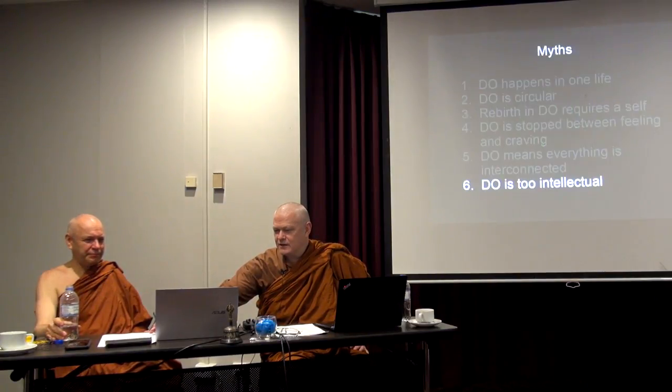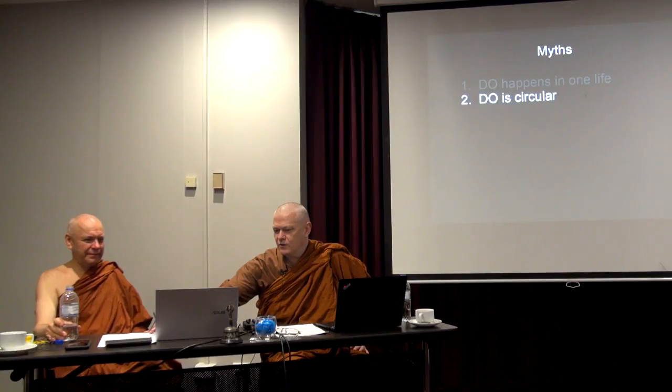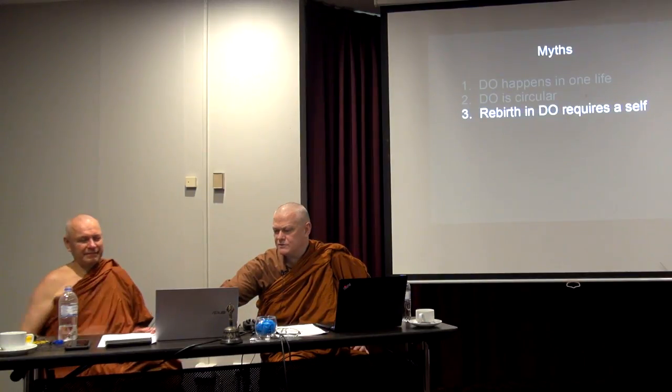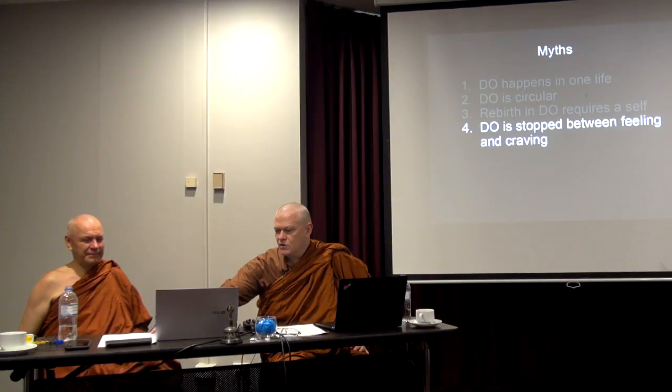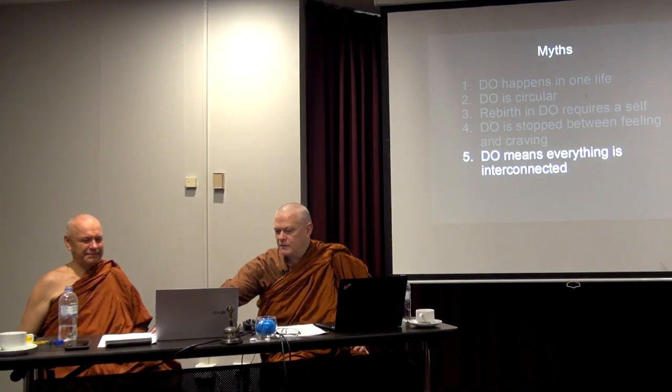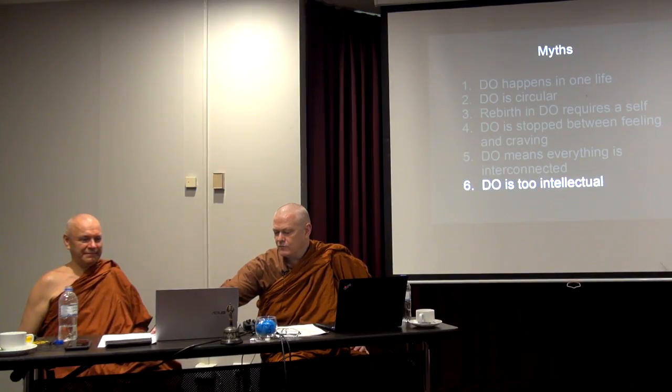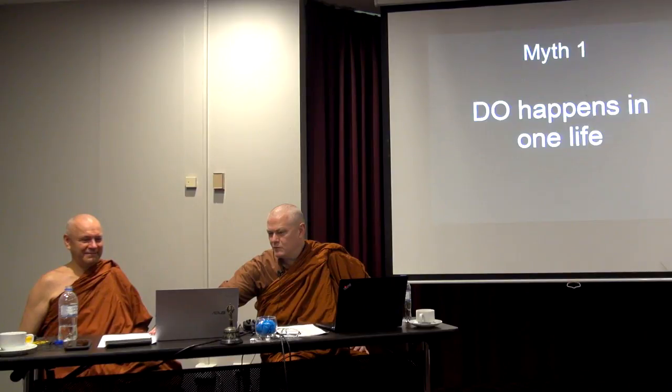Okay, so here's a list of myths we're going to go through briefly. Dependent origination happens in one life. Bingo. Dependent origination is circular. Bingo. Rebirth and dependent origination requires a self. Stopped between feeling and craving. It means everything is interconnected. And dependent origination is too intellectual. I don't know if we're really going to be convincing people of that one, but anyway, moving on.